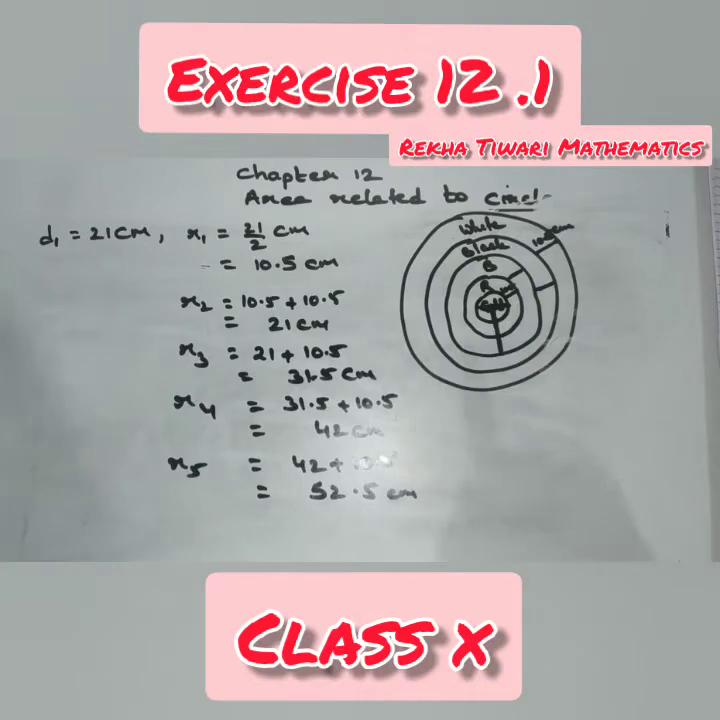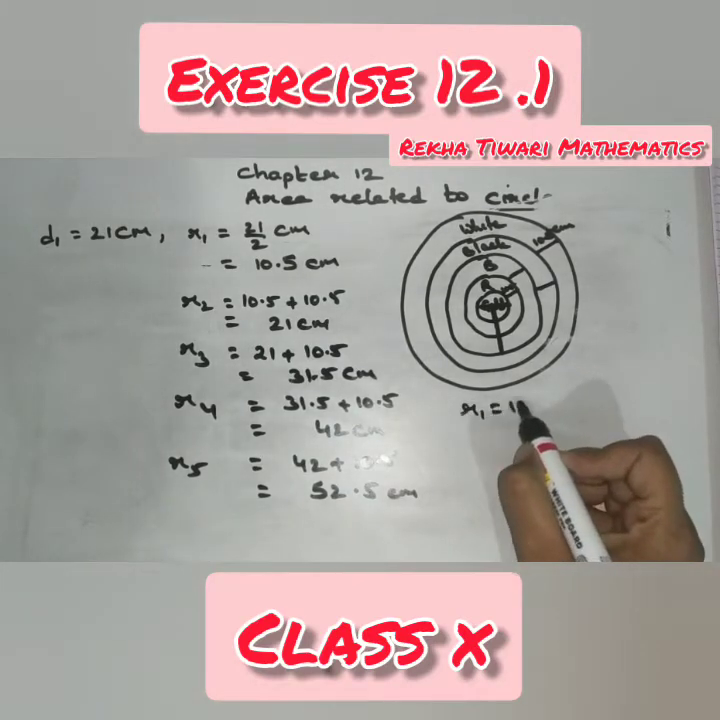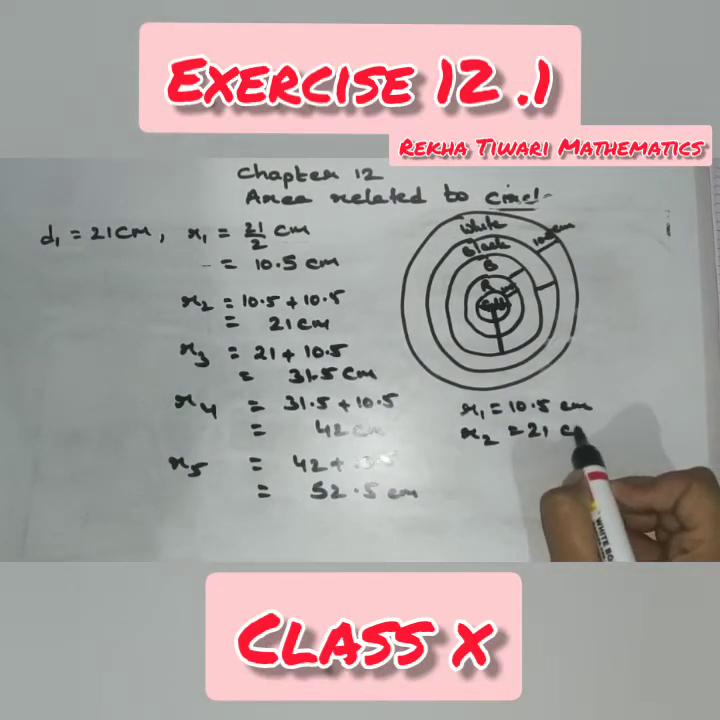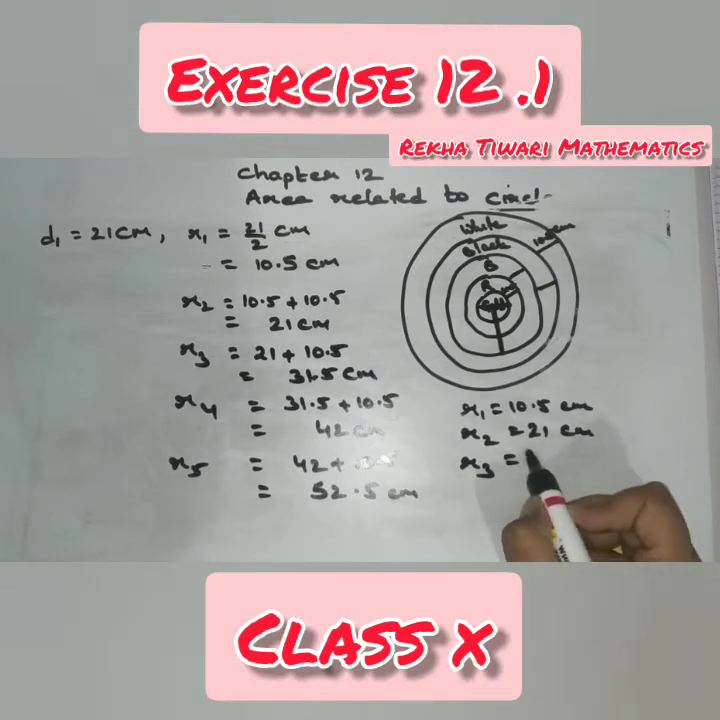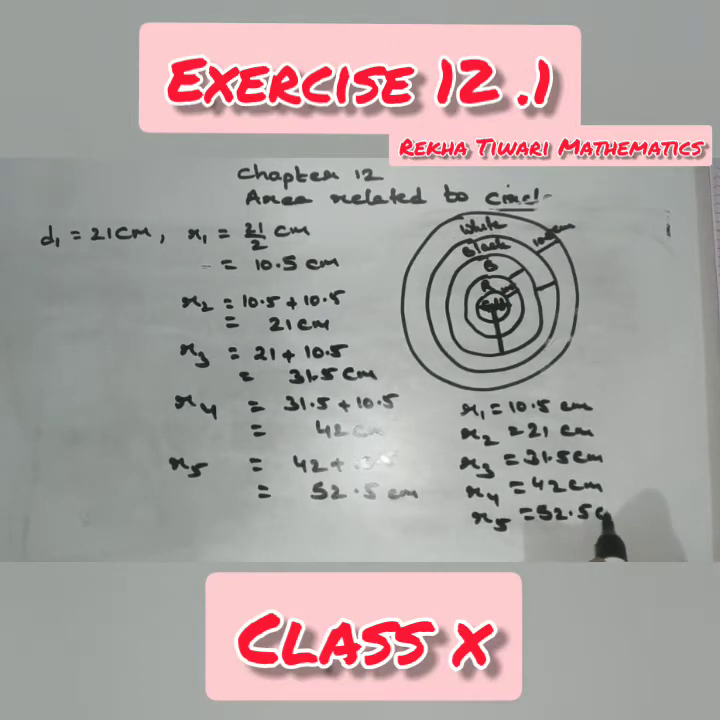Okay. Now I have to find out the area of each of the 5 scoring regions. So let us start with the first one. Let me write here R1 10.5, R2 21 because we need this, R3 31.5 centimeter, R4 42 centimeter and R5 is 52.5 centimeter.